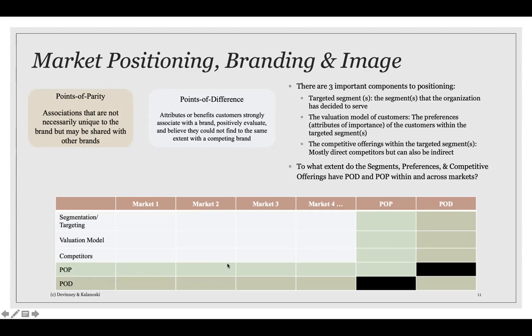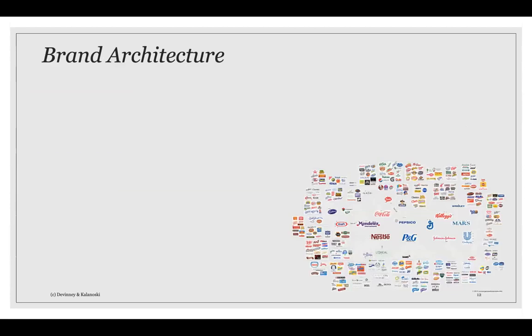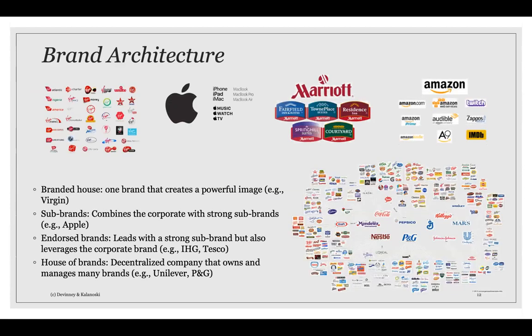So you end up asking the question, to what extent do the segments, preferences, and competitive offerings have points of differentiation and points of parity across and within markets? And you can think about different types of brand architectures. And we talked a bit about this as well. Again, this is an endogenous outcome associated with the markets the company serves, but you can see the types of differences that arise in terms of the nature of the marketing.